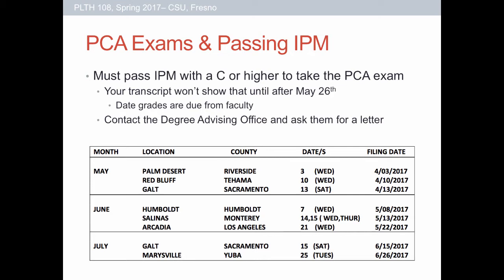So the tricky thing is, if you want to get that PCA exam out of the way right away, this class is not going to show up on your transcript, right? Because we still have a little bit of work to do. So what we got here are the basic schedules for the upcoming PCA exams. And so you see the date of the exam and then the filing date. And you'll notice the filing date is generally 1 month in advance of the exam. So if you want to take, say, the Salinas test on the 14th and 15th of June, you're going to need to have all of your transcripts and stuff turned in by the 13th.